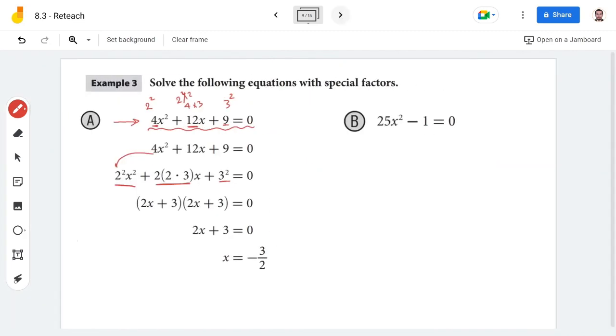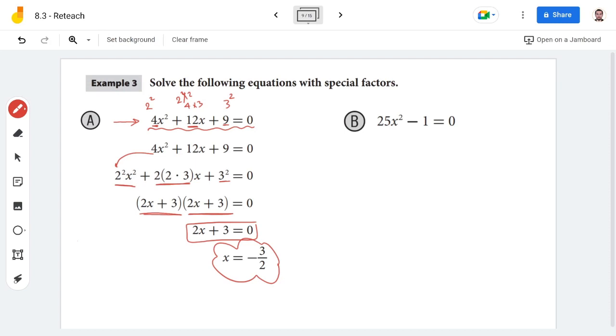If we go back to the question, look here. 2x squared, it will be 2x plus 3, and here it will be 2x plus 3. Because 2x plus 3 is a repeated bracket, as I told you, if we have a repeated bracket, we take it one time. Now we solve this to find x, which is x equals negative 3 over 2.